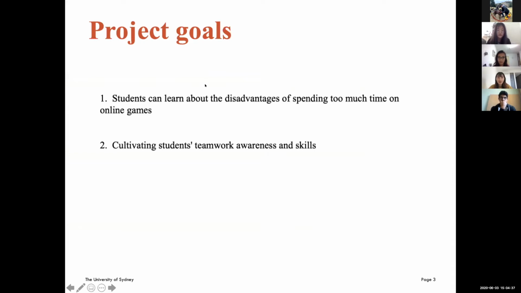Let's look at our project goals. There are 2 goals in our project. The first one is that students can learn about the disadvantages of spending too much time on online games. And the second one is cultivating students' teamwork awareness and skills.